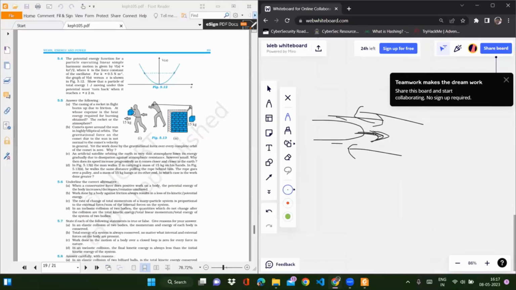Now, the second question is: comets move around the sun in highly elliptical orbits. The gravitational force on the comet due to the sun is not normal to the comet's velocity in general.